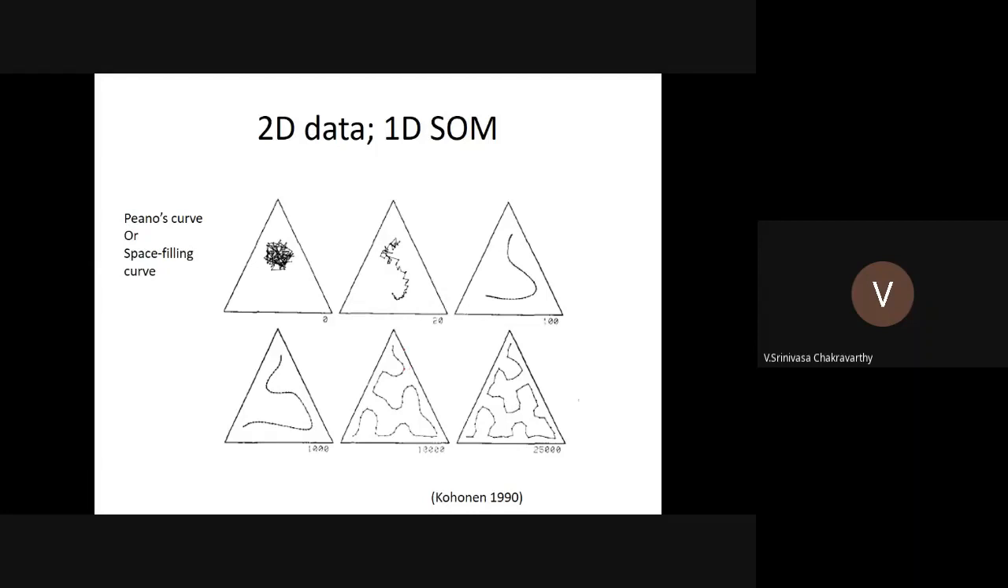Another interesting property of a map is that as the map unfolds, it starts resembling something called a space filling curve. These are sometimes also called Peano's curves after the mathematician who worked on them. If you take a data set which is inside a triangle and you expand the map, after some point you see a shape like this, and after some point, you see that this kind of angular region expands into another structure which has three branches in it.